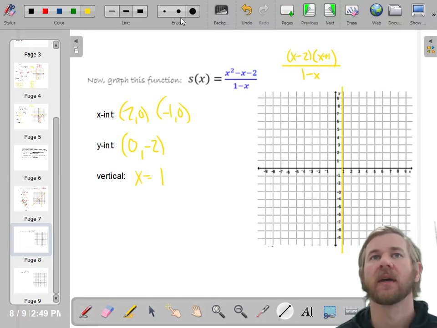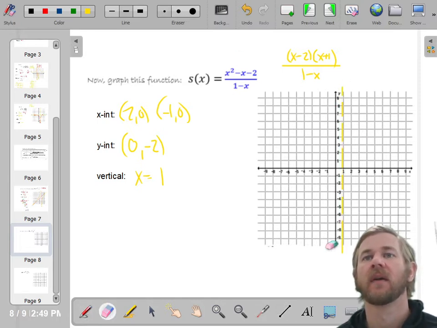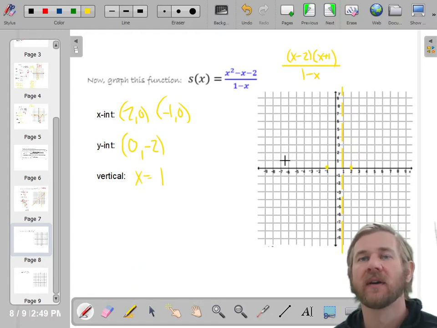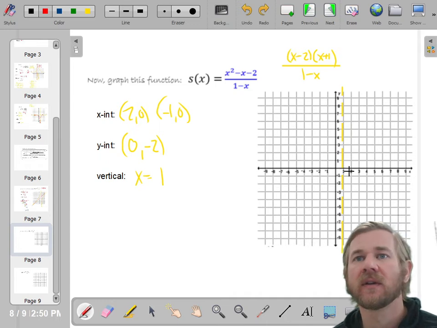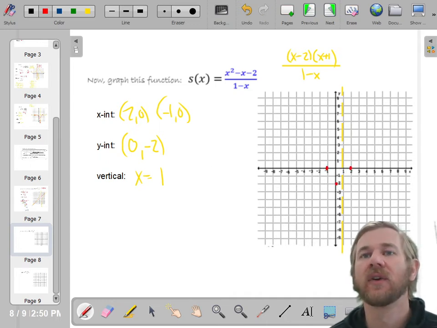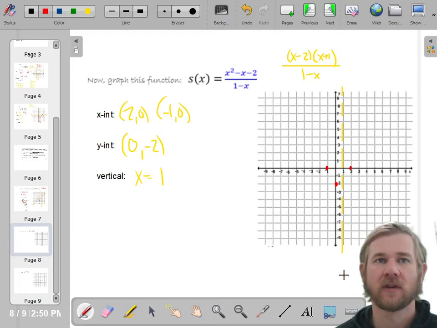Vertical asymptote at 1. X-intercepts at 2, 0 and negative 1, 0. Actually, I'm going to do those in a different color. 2, 0. Those are actually on the function. Negative 1, 0. Y-intercept is at negative 2. Okay. And we've got the vertical asymptote, we've got the intercepts.